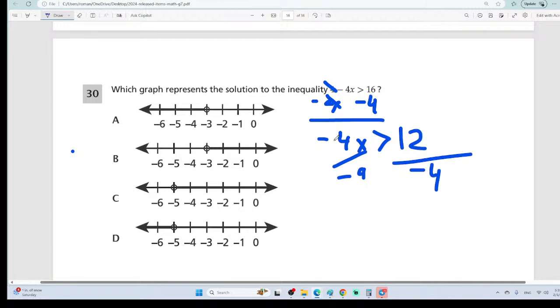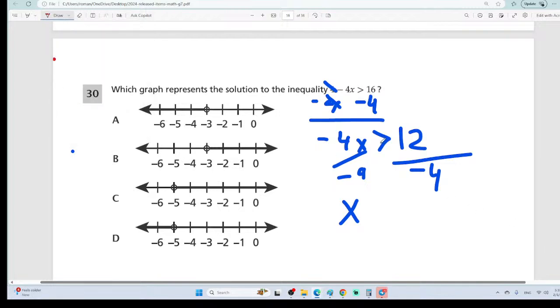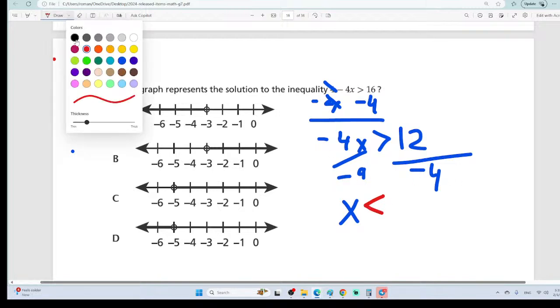Because it's -4, it's not 4, it's -4 there. So it's going to be x, and since I divide by a negative, my sign has to flip, and it's a very important moment. This sign flips when we divide by a negative number. Only by a negative? Only by a negative, yes.